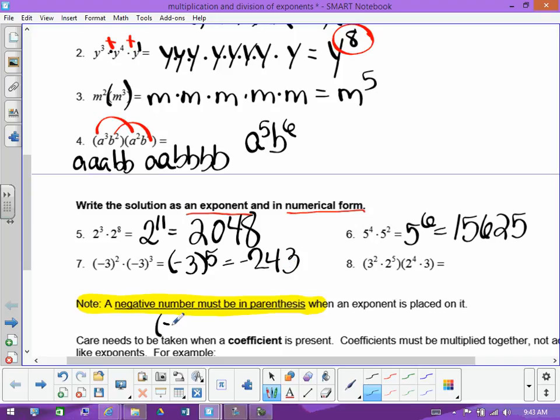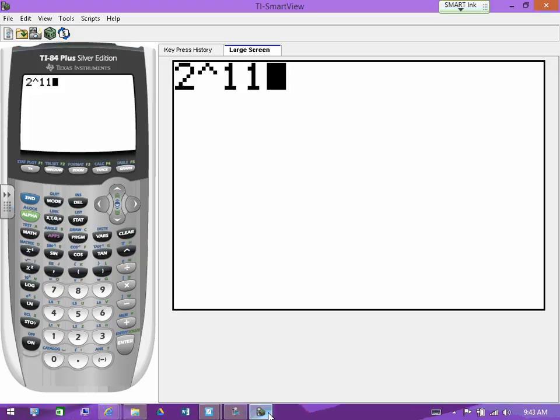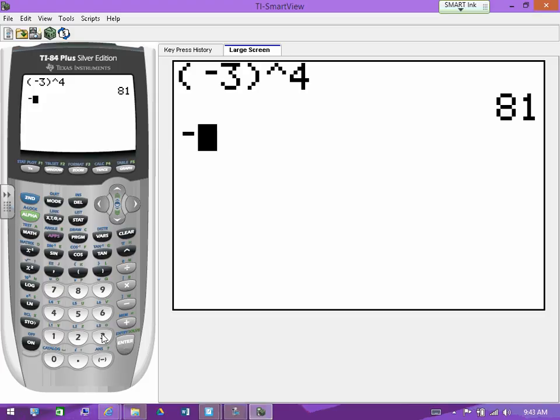let's try another example here. If I have (-3) to the 4th, and I have -3 without parentheses to the 4th, everybody put it in your calculator and look at what you get. One's positive 81, one's negative 81. Those are two different things.